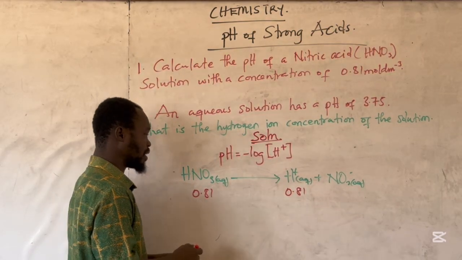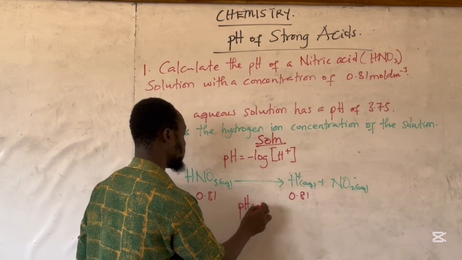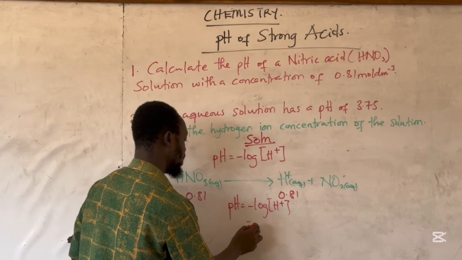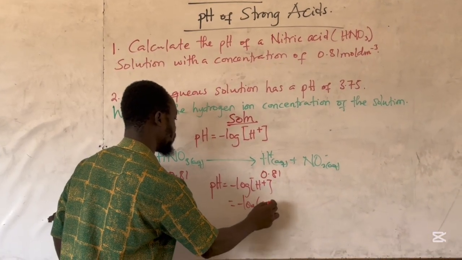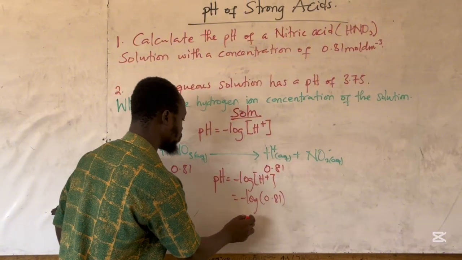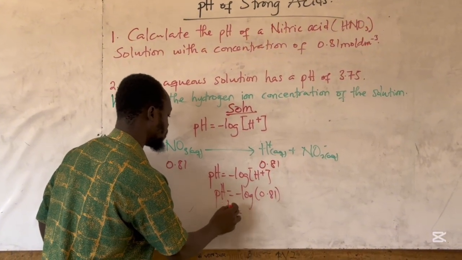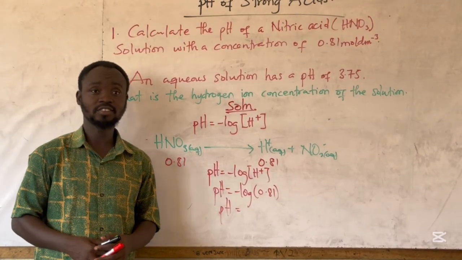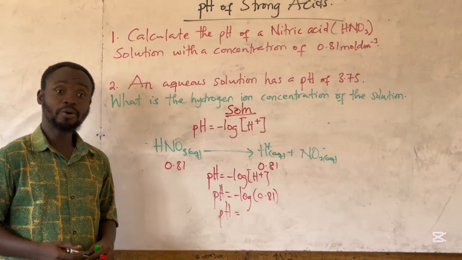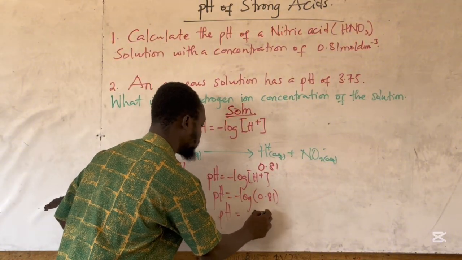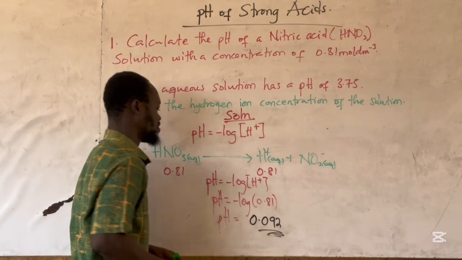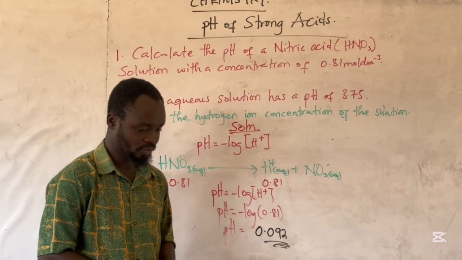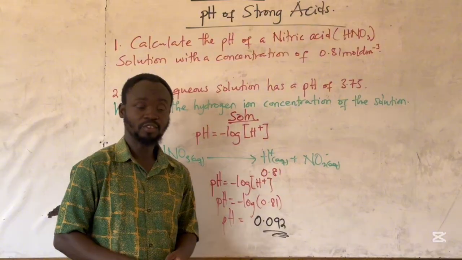So the next thing is to do substitution. pH is equal to negative log of the H plus ion concentration. And so pH is equal to negative log of 0.81 moles per dm cube. So therefore, our pH will be equal to what? What is the negative log of 0.81? We have 0.092 as the pH of the solution. Please agree on that. Very good.